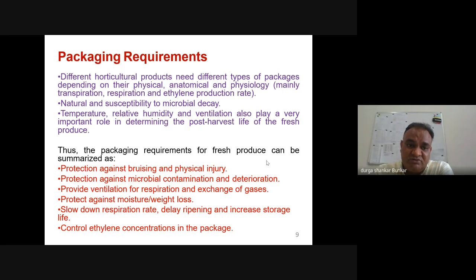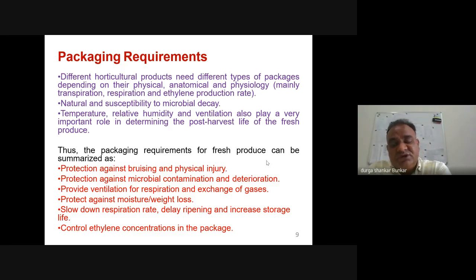And then the natural susceptibility to microbial decay is also required. That is an important parameter. That means if we are dealing with microbial decay, then we need a kind of packaging requirement, or we have to design a packaging material that minimizes the microbial load. And another factor is temperature, which is the most important factor. RH also, and ventilation also play an important role in determining the post-harvest life of fresh produce.